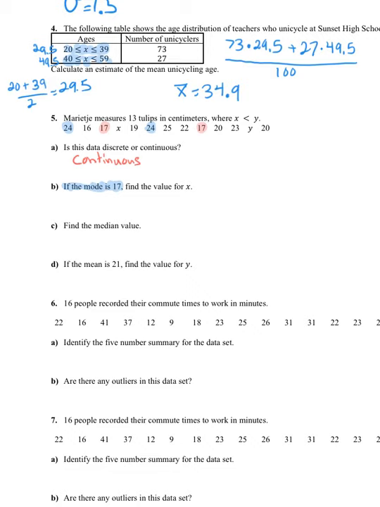So that means one of our numbers, x or y, has to be 17. That's kind of the trick for part B. Because it has to be 17, so that way this becomes the mode. So that's what x is going to be then. And then when we're finding the median value for part C, we should reorganize our data.